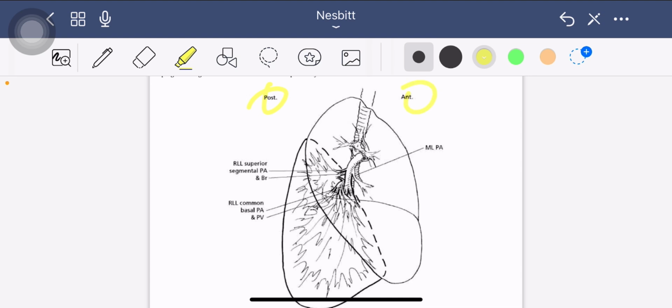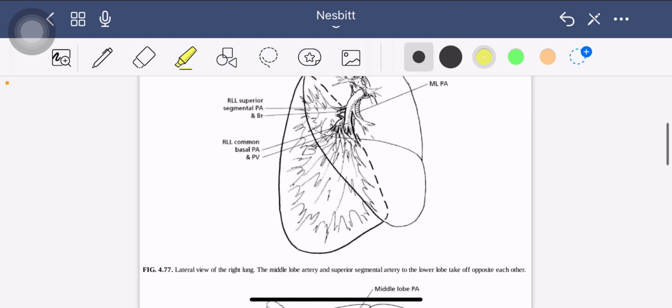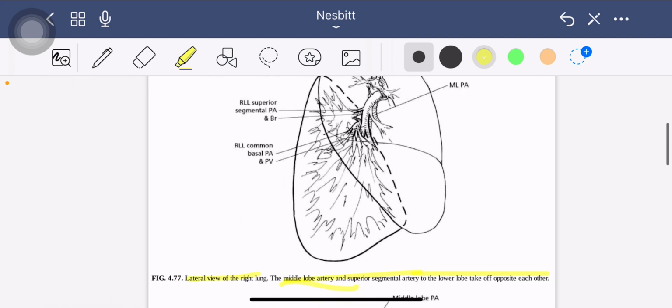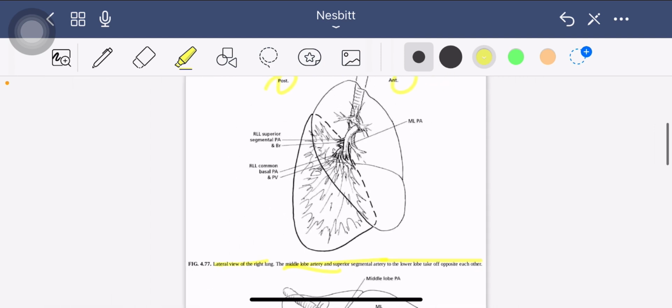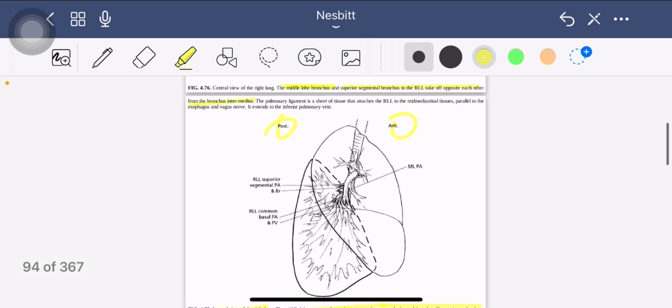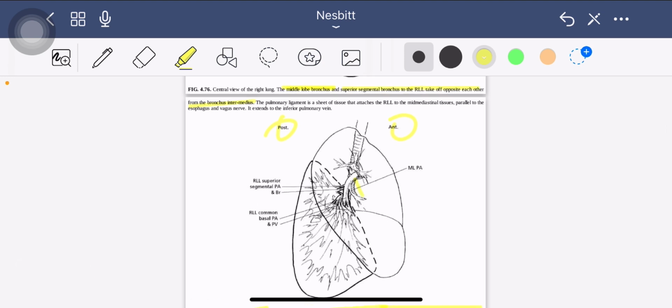The pulmonary ligament is a sheet of tissue that attaches the right lower lobe to the mediastinum, parallel to the esophagus and vagus nerve. It extends to the inferior pulmonary vein. So this is the posterior and this is the anterior view. And this is the lateral view, which we usually see during the operation, where the middle lobe artery and the superior segmental artery to the lower lobe take off opposite each other.